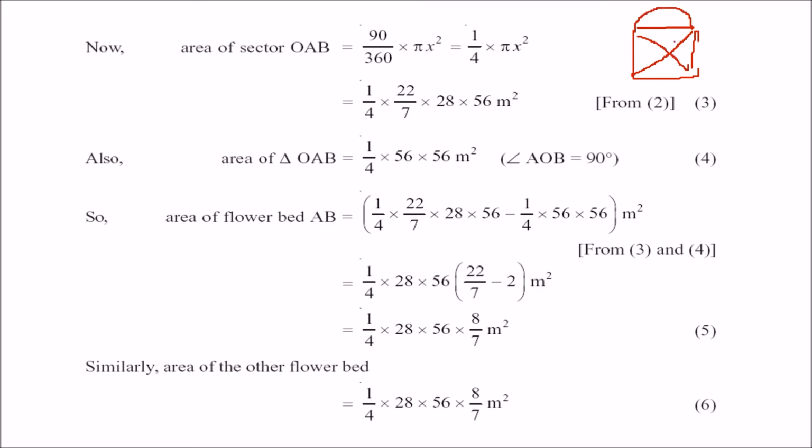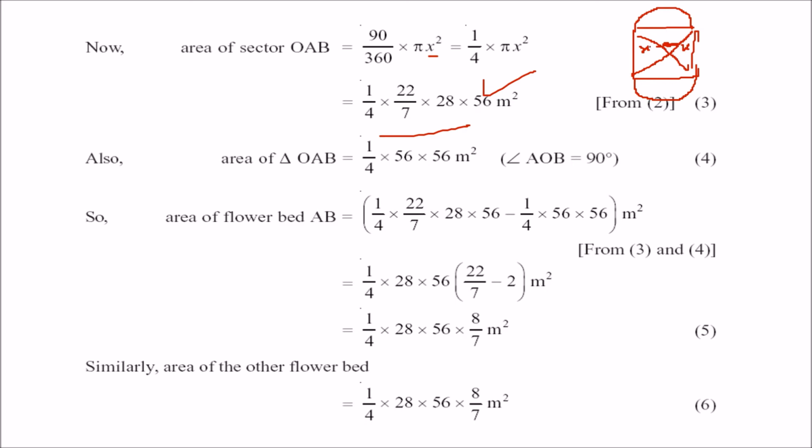Again, the area of sector, this area. Area of sector is what? This is 90 degree. So area of sector becomes theta by 360 into pi x square. X square we have just found out. So this is the area of sector OAB. Here we also have one more. So this is one. This is okay.